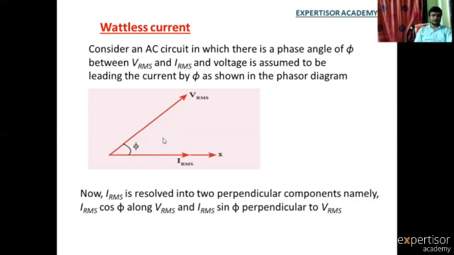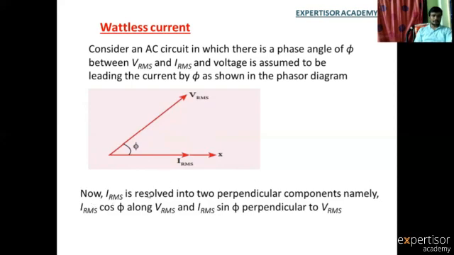So here we are showing the phase angle between root mean square voltage and root mean square current. So here root mean square current flows along the x-axis. The root mean square voltage makes some phase angle with the root mean square current.